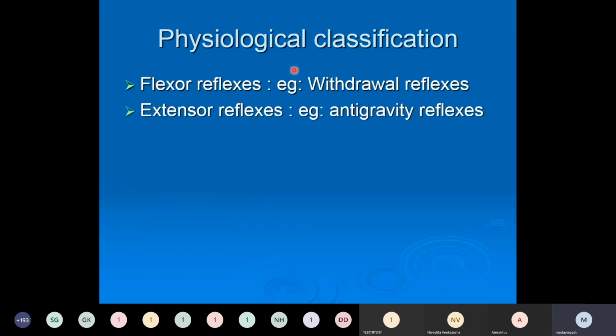Another classification is the physiological classification. You have the flexor reflex. An example of this is the withdrawal reflex. Same example: when you touch some very hot object, if this reflex is not there, what will happen? You will not flex your hand. You don't take your hand away from the injurious stimulus. You will continue to extend your hand and hold it near the injurious stimulus. So this withdrawal never happens. This is called the withdrawal or flexor reflex. Then there is the extensor reflex. These reflexes are very important for our walking. They are also called the anti-gravity reflexes.